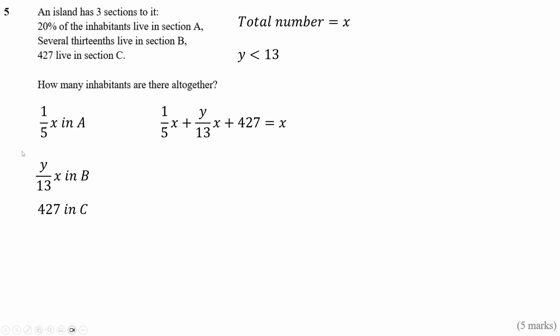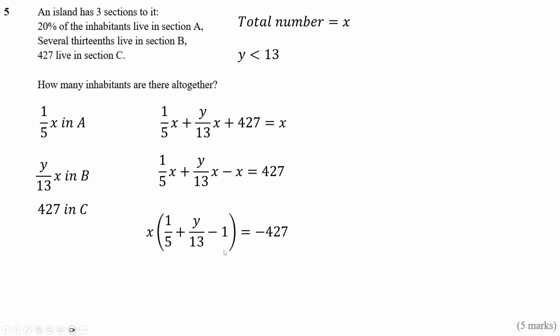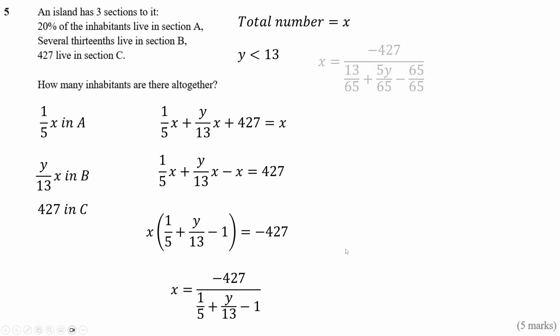Few ways that you can do this going from here. What I did was I took away 427 from both sides, and then took away x from both sides to get this, factor out the x to get that, and then I've divided it by this to get that. And then what I'm going to do is make the denominators all the same, so you can put them under the same one.